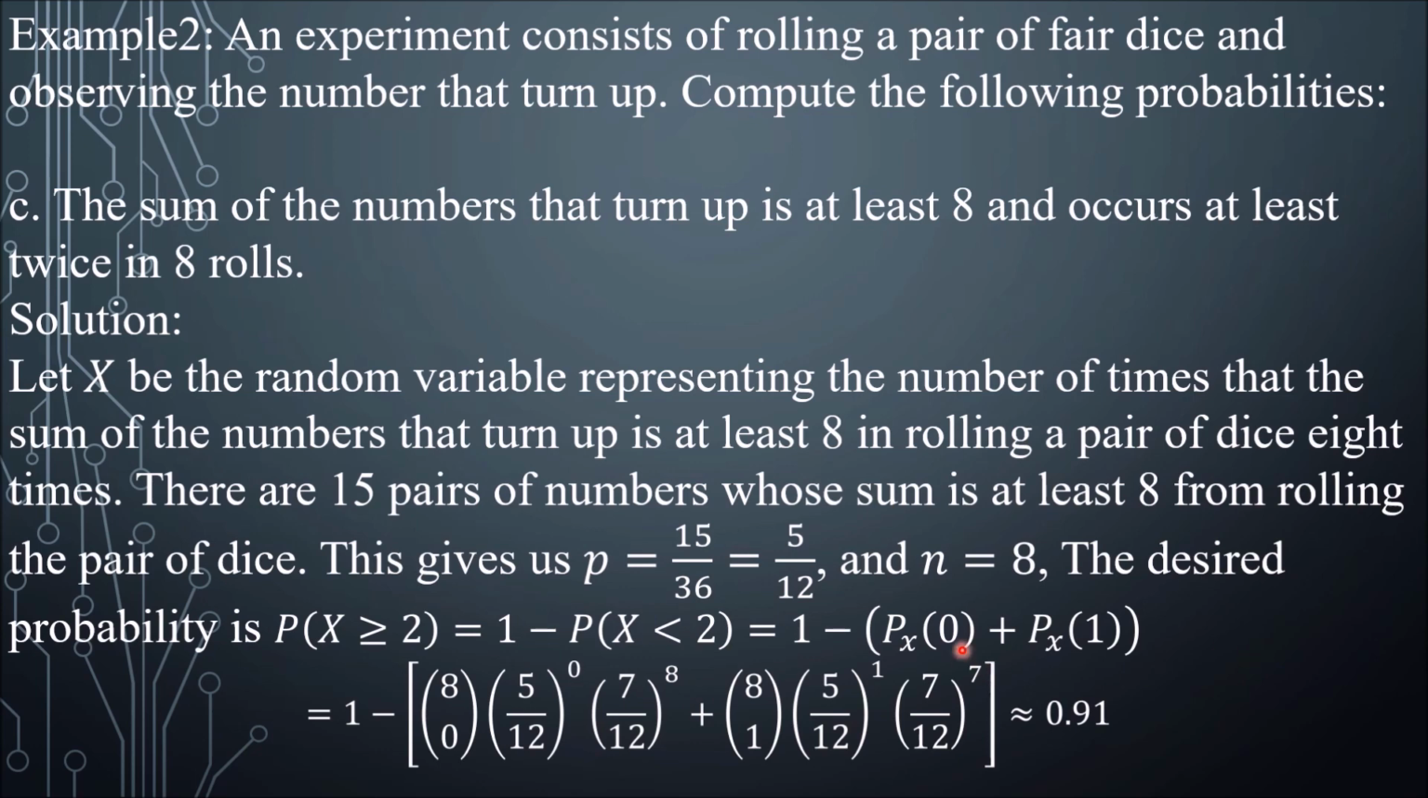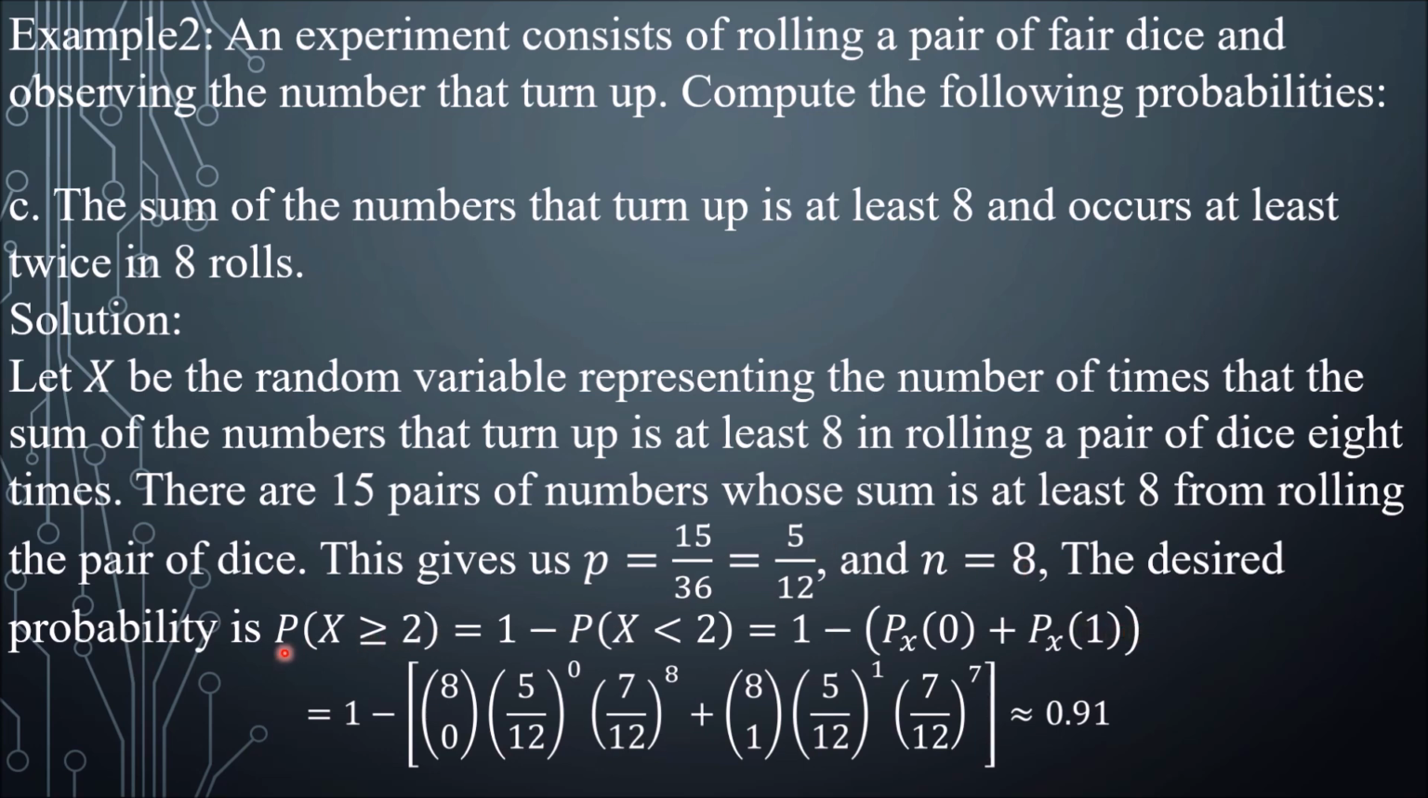For letter C, let x be the random variable representing the number of times that the sum of the numbers that turn up is at least 8. There are 15 pairs of numbers whose sum is at least 8 from rolling the pair of dice. This gives us the probability 15 over 36, which is equal to 5 over 12. For example, for at least 8, we have 4 plus 4, it's 8, and then 4 plus 5, it's 9. And n is equal to 8 because it should be rolled 8 times.